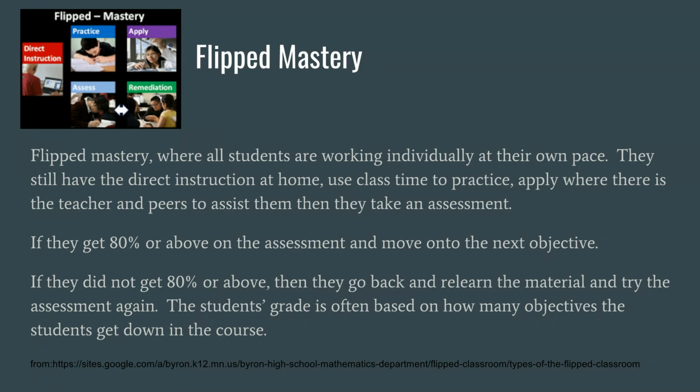The next one is flipped mastery. That's when you have a whole bunch of lessons or a whole bunch of steps in learning something, and students learn at their own pace. They may be watching videos at home. They could even watch them in class, with you there to help them understand what they find confusing. Then they take an assessment at a certain time. If you get 80 or above, you can move on to the next set of lessons. If you didn't, you have to go back and relearn the material.